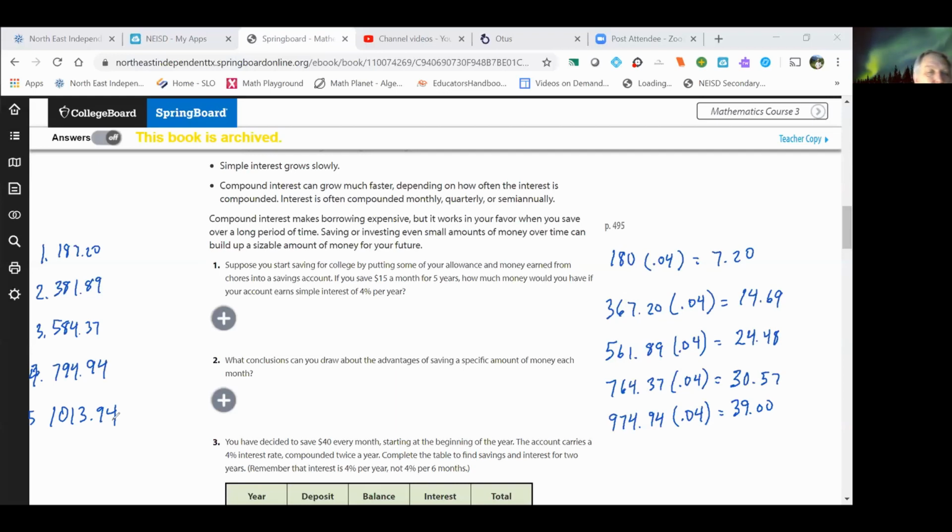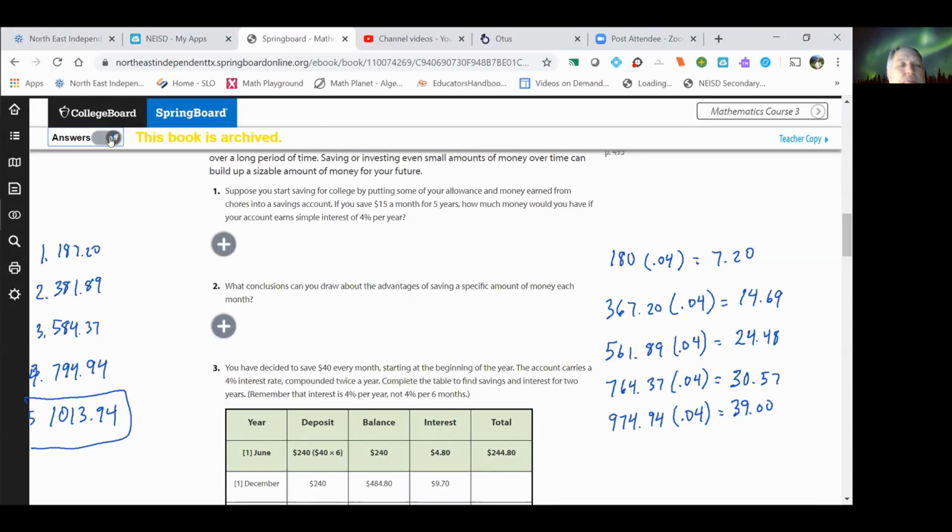And so that's how much I'm going to have after 5 years using simple interest. Item 2. What conclusions can you draw about the advantages of saving a specific amount of money each month? Well, if you save even a little bit of money each month, as time continues on, your balance is going to add up. And as your balance is larger, you're going to earn more interest. So it's going to grow over time, and as time goes on, it'll grow at a faster rate.